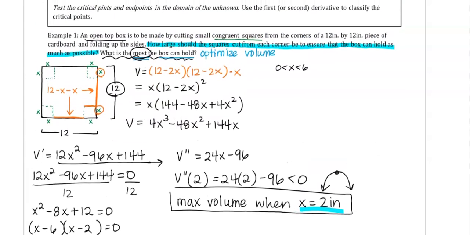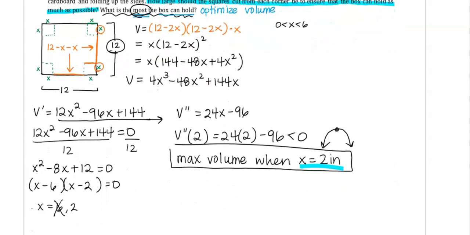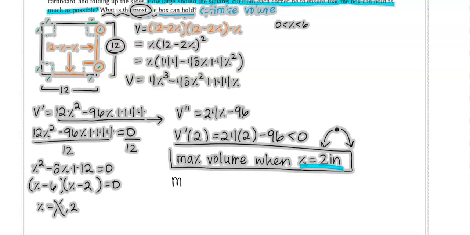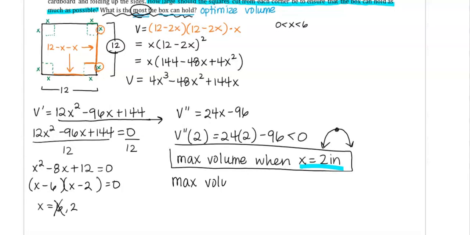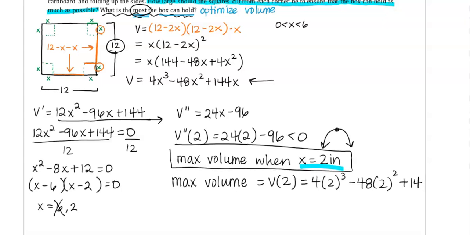The second part of the question is, what is the most that the box can hold? So to actually find the maximum volume, we are going to plug 2 into the expression for the volume. So I'm plugging 2 in here. 4 times 2 cubed minus 48 times 2 squared plus 144 times 2 leaves me with 128, and this is cubic inches since we are talking about volume.